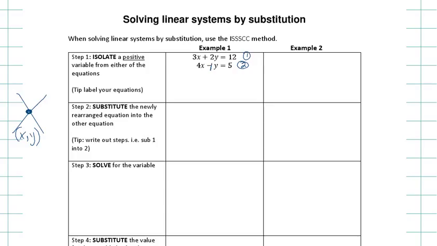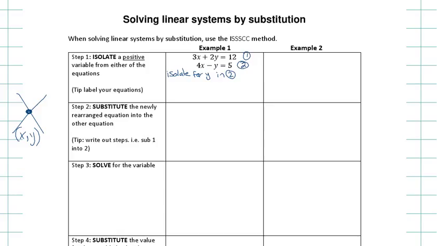So I'm going to isolate for y in equation 2. What does the word isolate mean? Isolate means put it by itself. Leave it by itself. So if I want to leave this y by itself, what do I have to do? Bring the 4x to the other side. That's right. Bring the 4x to the other side.